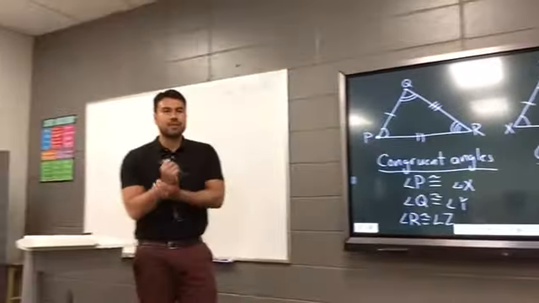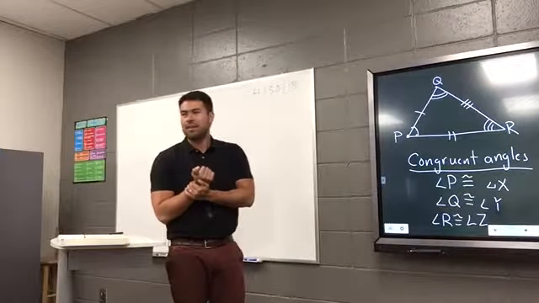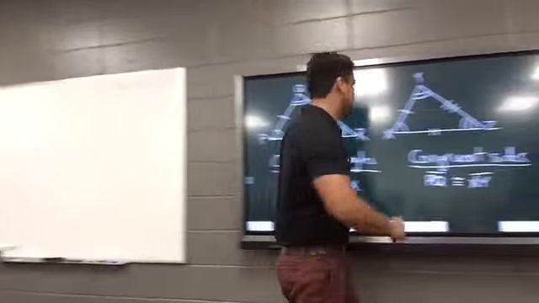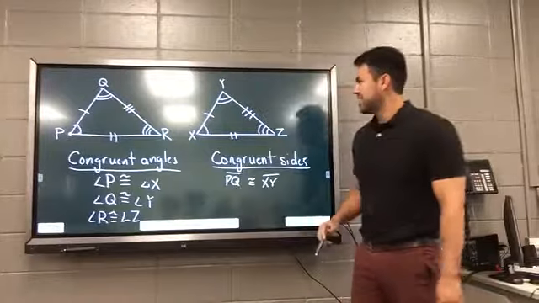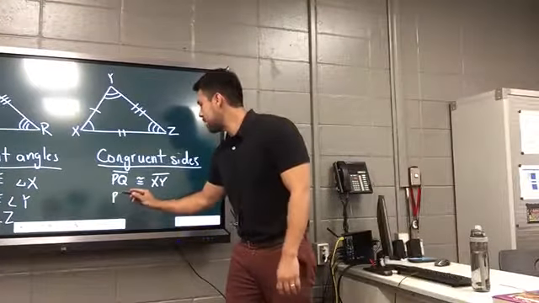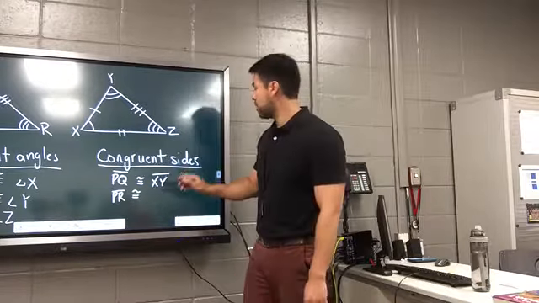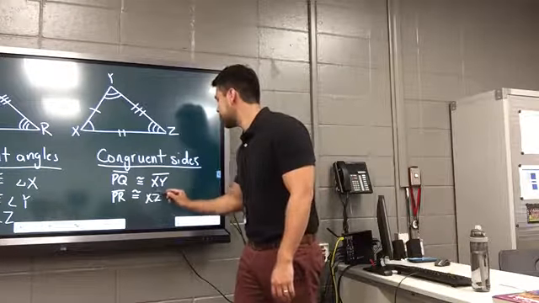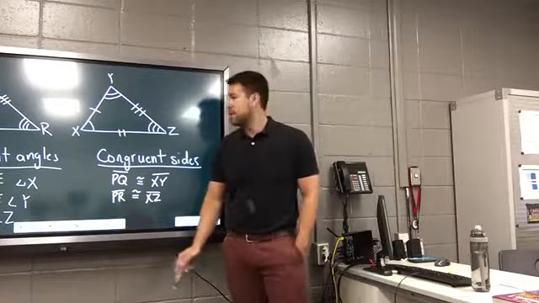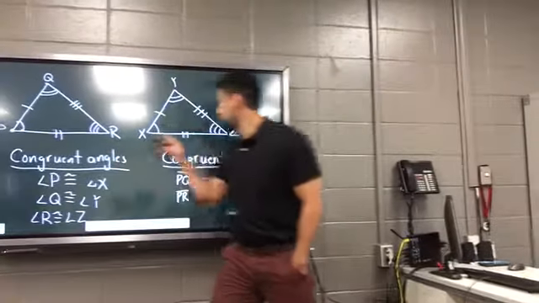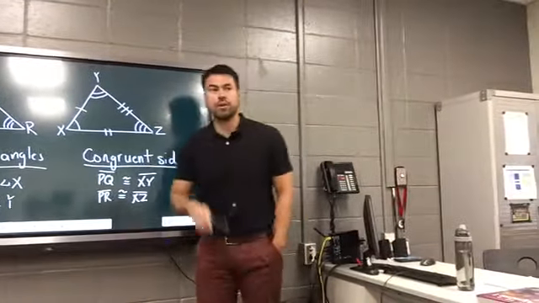All right, give me another segment that's congruent to another segment. Nick, go ahead. Go with X. Oh, we gotta go PR. Okay, segment PR is congruent to XZ. Correct. Yep. PR is congruent to XZ. That's a good way to write it.